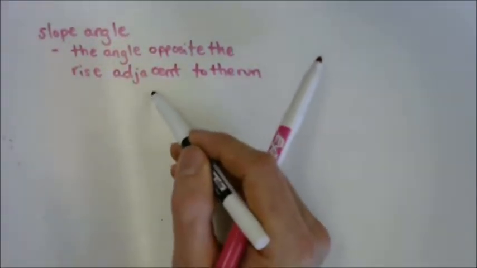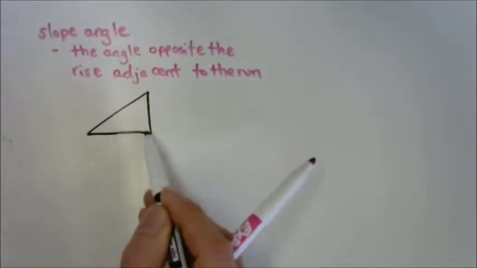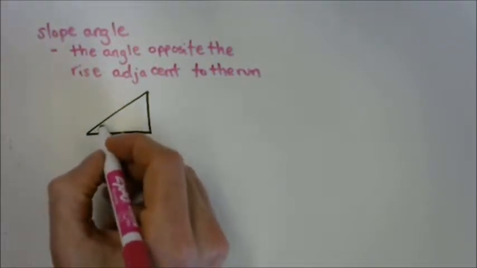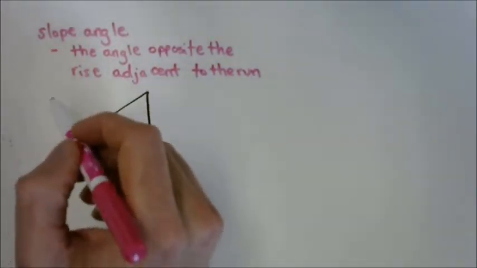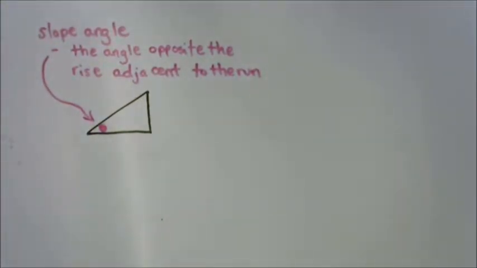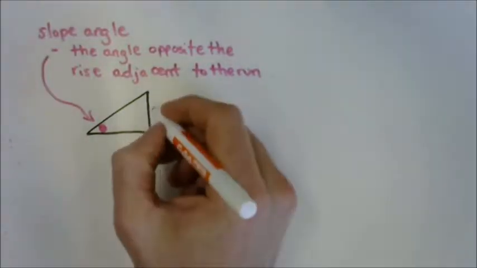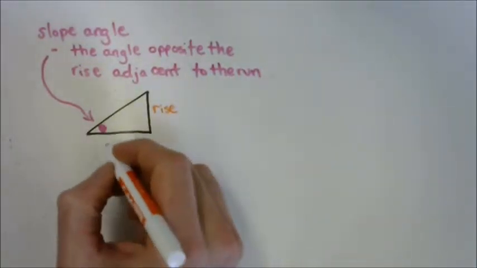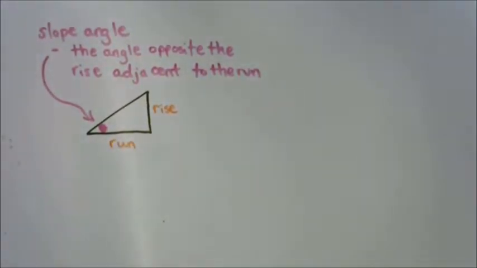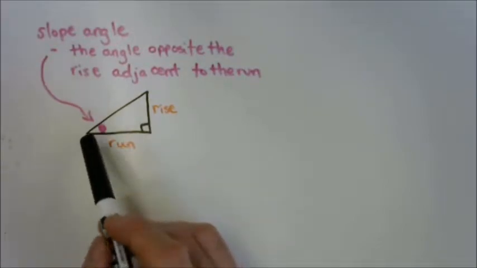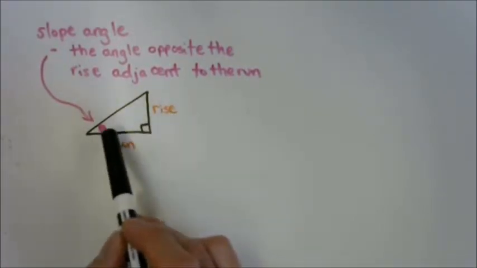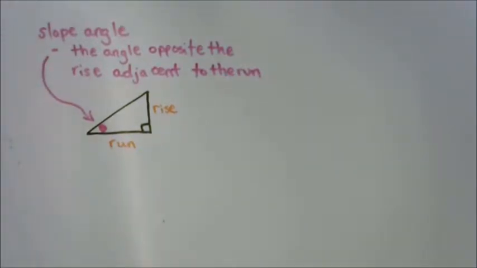So, if we drew a little right angle triangle here, a little diagram to help us understand this. Right here is our slope angle. And we said it is opposite the rise. So over here we have our rise. And adjacent to the run. And right here we have a run. And this is all happening inside a right triangle. Okay? Rise and run never move. And the angle in question, the slope angle, always is opposite the rise and adjacent the run. Adjacent means directly next to, right? We've talked about that word before. Good.